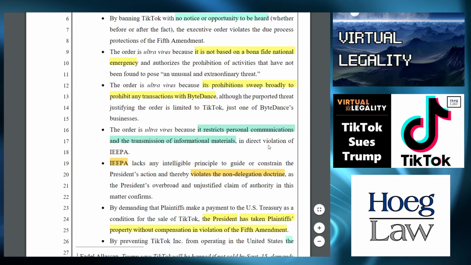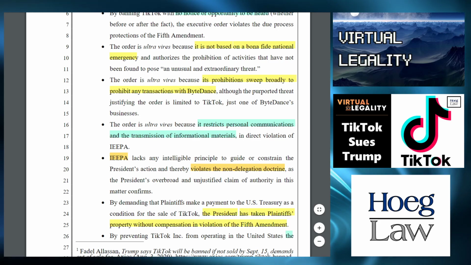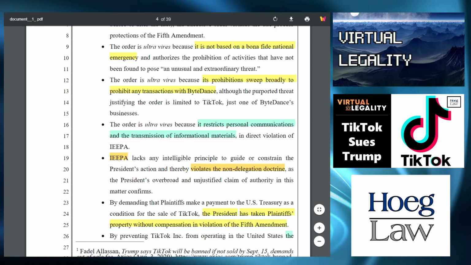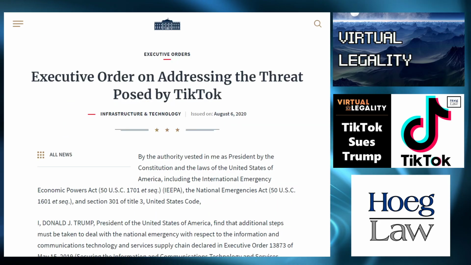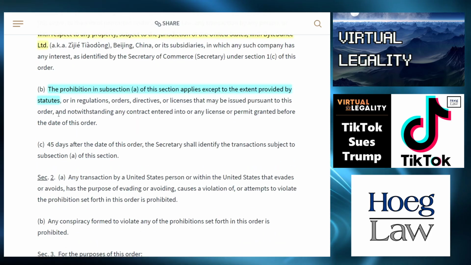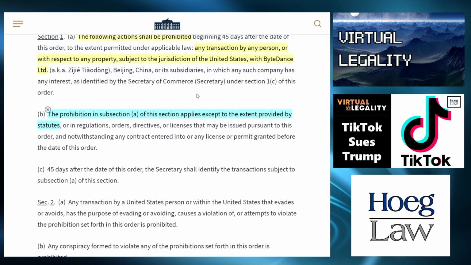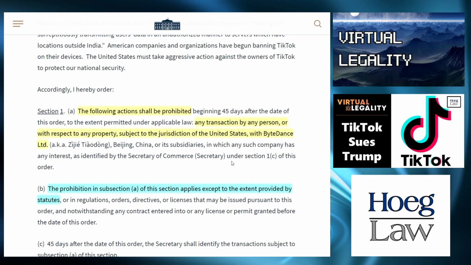Then they say the order is ultra vires because it restricts personal communications and the transmission of informational materials in direct violation of the statute. I think that's a loser for exactly the reasons that I think you already probably flagged when I highlighted them, but that this language here that says the prohibition doesn't apply if the statute doesn't allow it is pretty much the savings clause there. If you've followed virtual legality at all, if we've gone over any contracts, you remember there's a bit of language in almost every contract that says whatever we just said is valid and is functional to the extent allowed by applicable law.